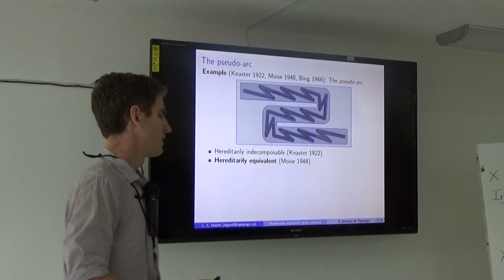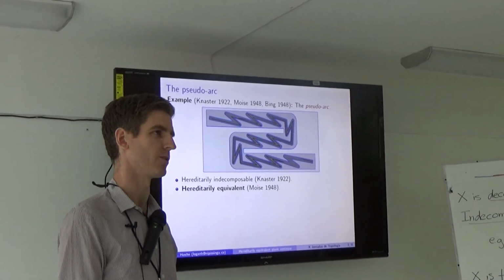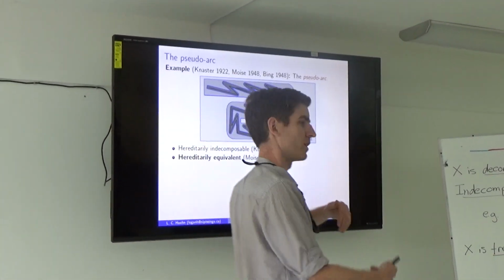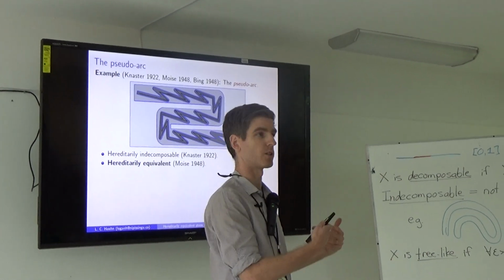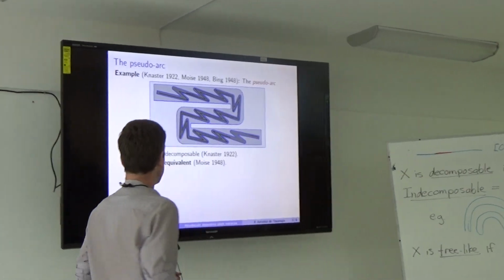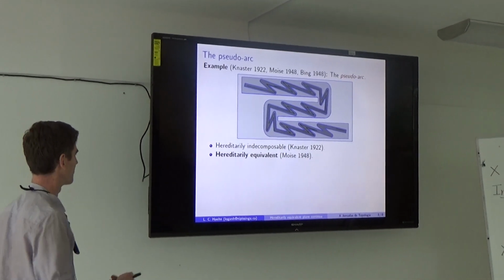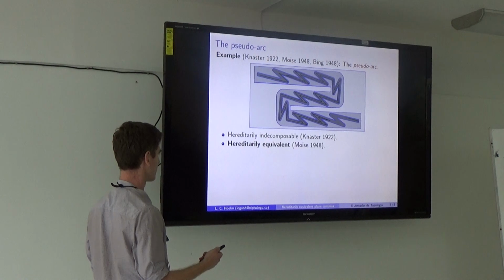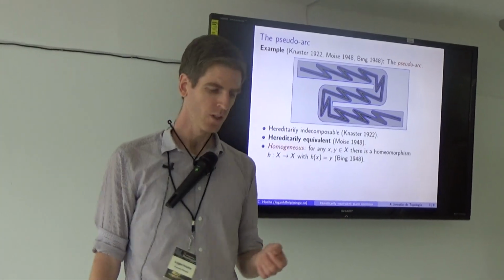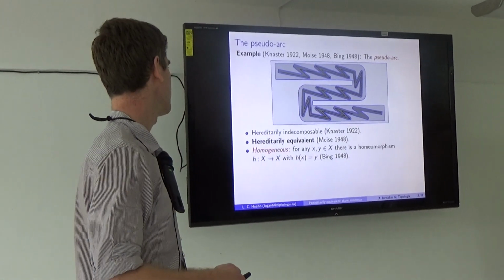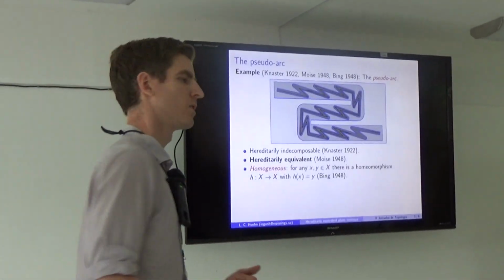Moise constructed it again in 1948 and proved that this is actually hereditarily equivalent. So not only is every one of its subcontinua indecomposable, it's actually homeomorphic to the pseudo-arc itself. So for our purposes today, that's the important property, but let me tell you some other ones just for your general information. Bing constructed this in 1948 as an example of a homogeneous continuum in the plane.